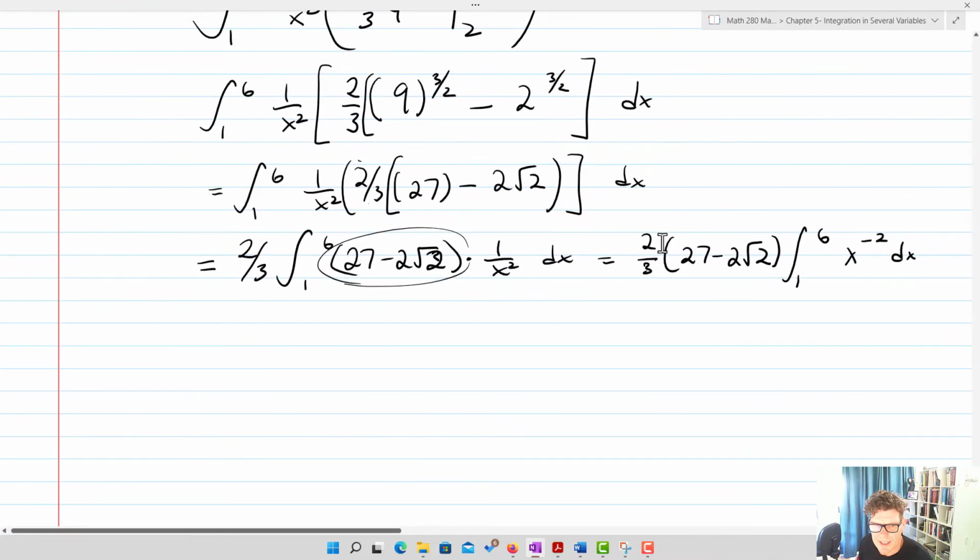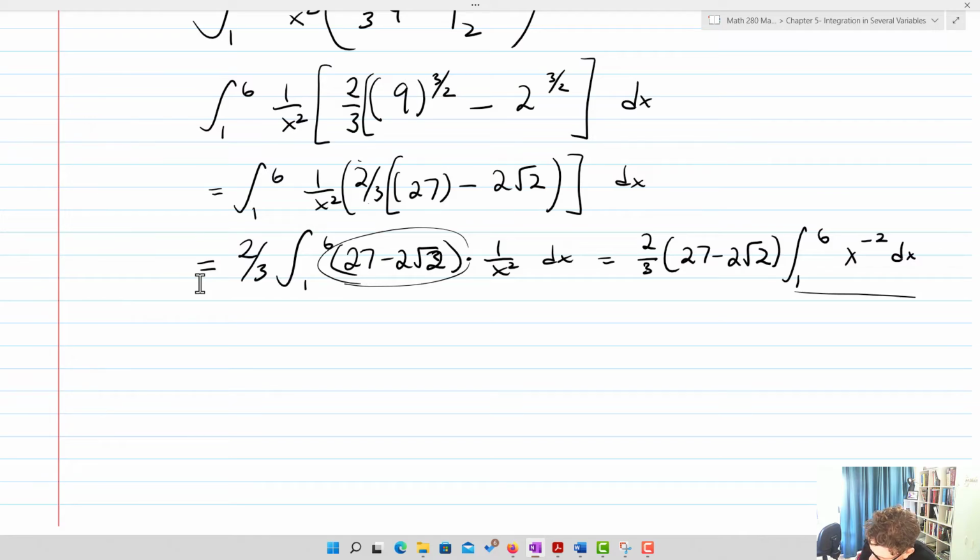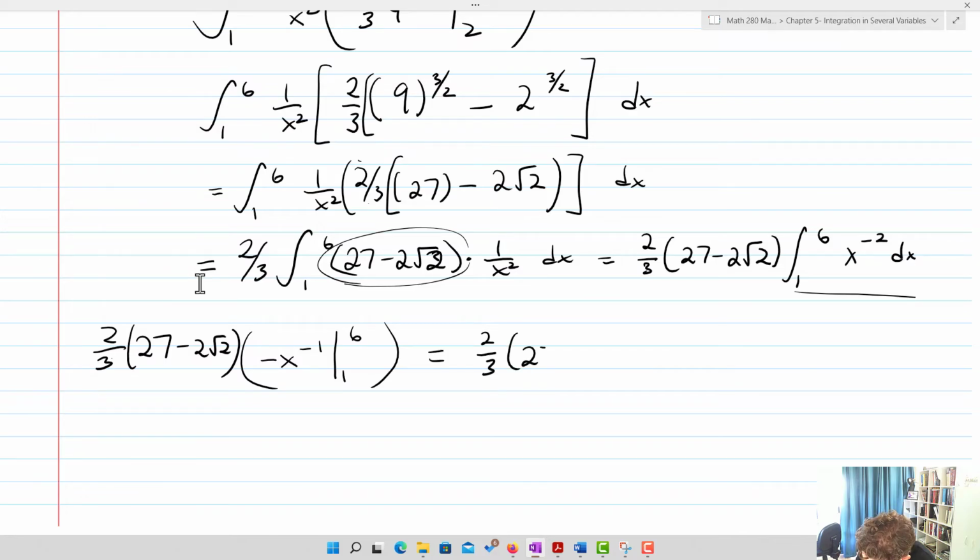We've turned them into constants, and since they are constants now, they can actually just be pulled out. Okay? And so now I've just got to evaluate x to the negative 2. Well, that's going to just be negative x to the negative 1, evaluated from 1 to 6. We'll multiply that by 2/3 times 27 minus 2 root 2. And this will then equal 2/3 times 27 minus 2 root 2 times negative 1/6 minus negative 1.